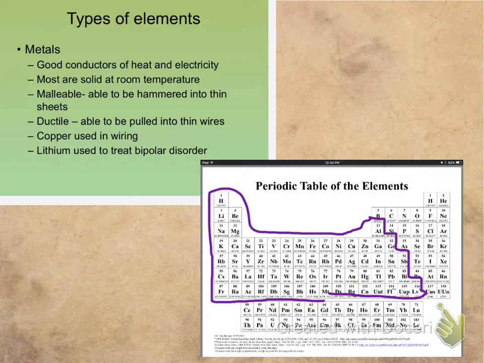They are all good conductors of heat and electricity, and that's based on the way that their electrons move. Most of them are solid at room temperature. There's only one exception. Can you think of what it is? Go ahead, hit pause. Yeah, it's mercury.